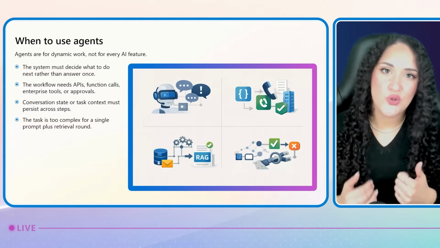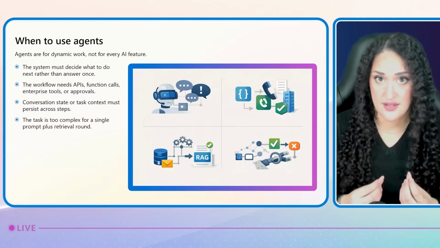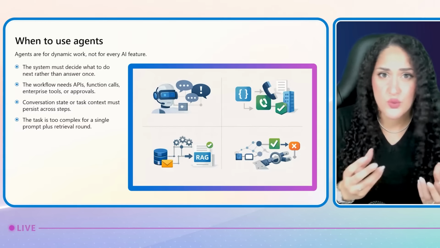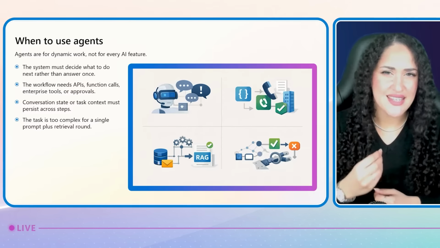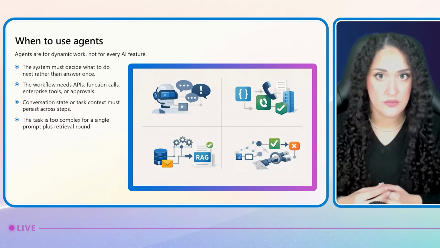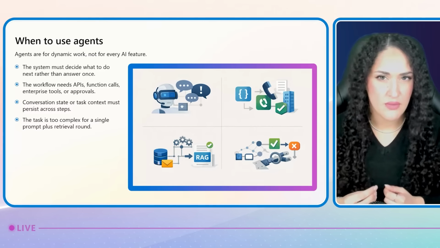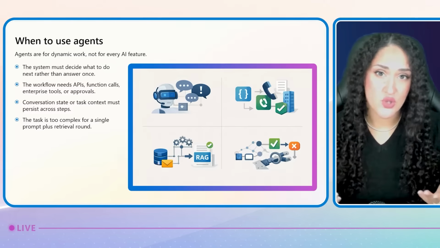You need to make sure you know when agents are necessary, or where a simple prompt would do, and vice versa. The key question is always, does this task need autonomy or multi-step decision-making? If yes, you might opt to go with an agent.